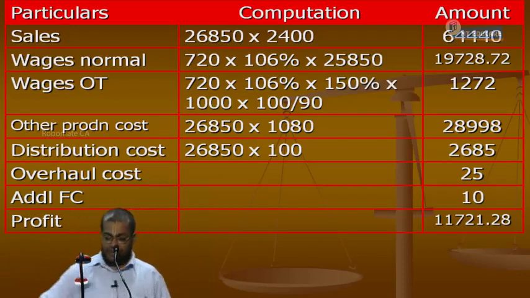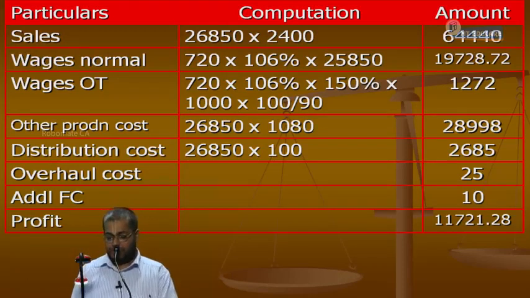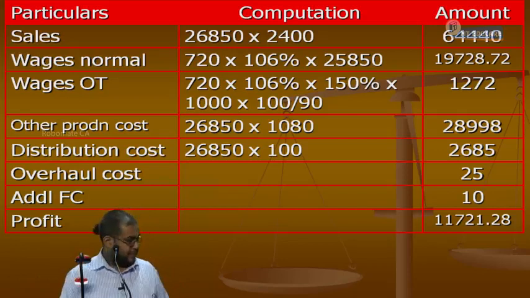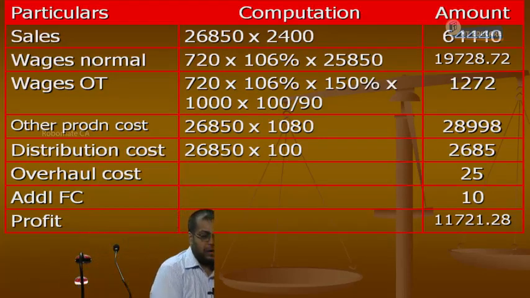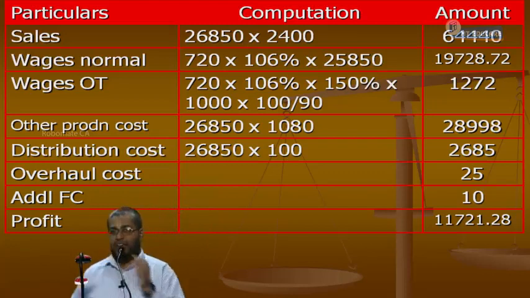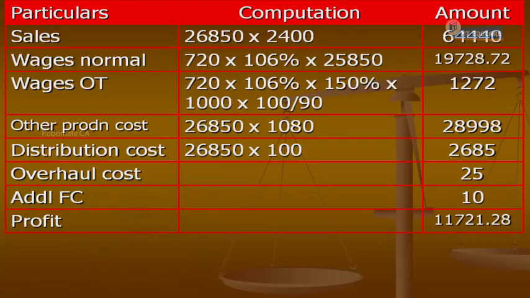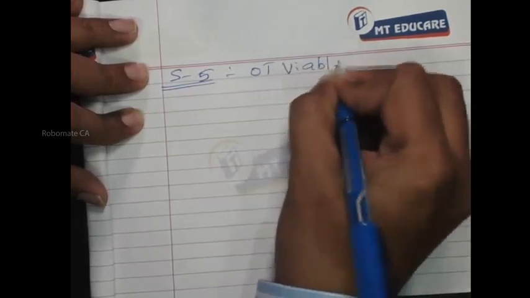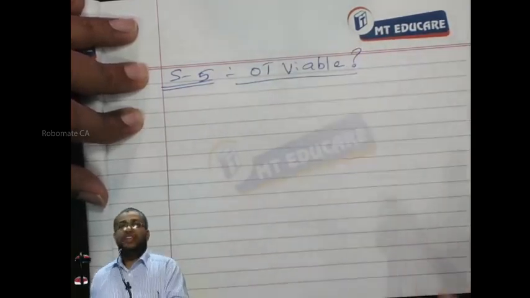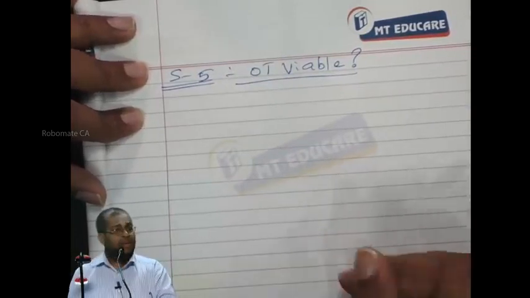No. Write down the next step number. Step number 5: checking the viability of overtime. Can I proceed or not?